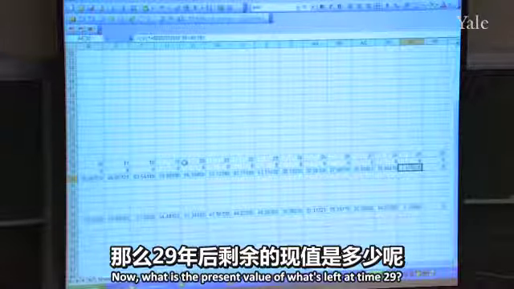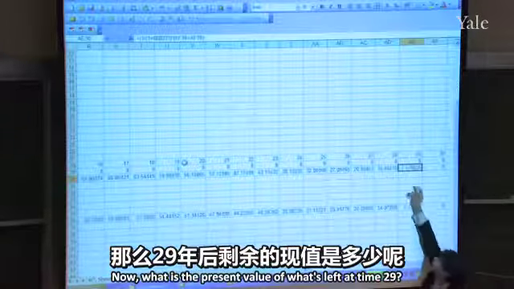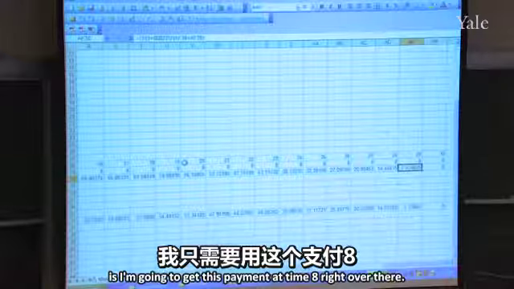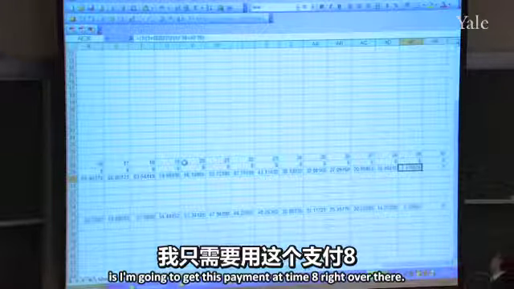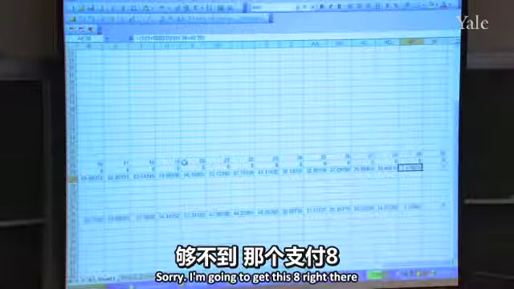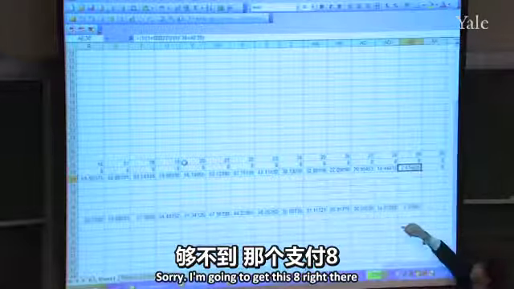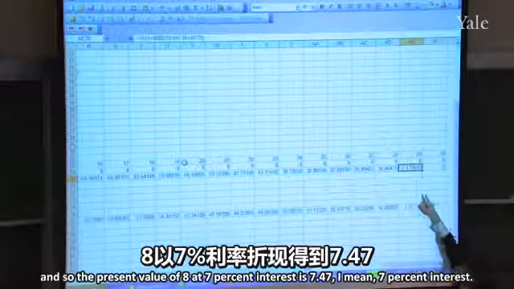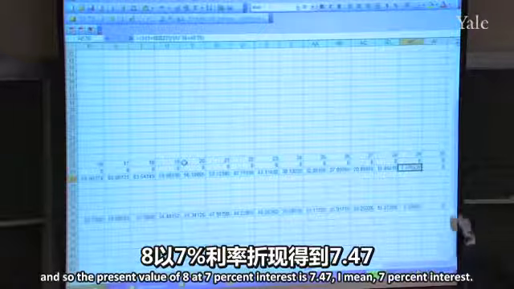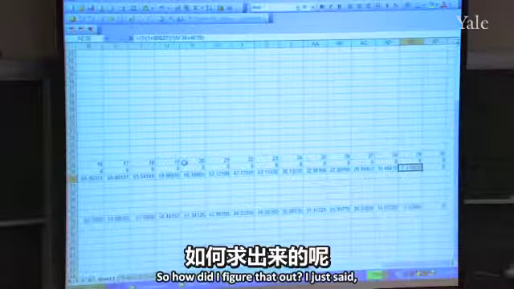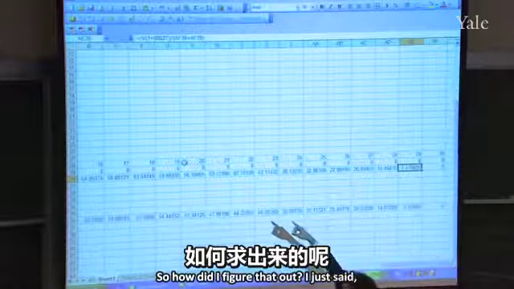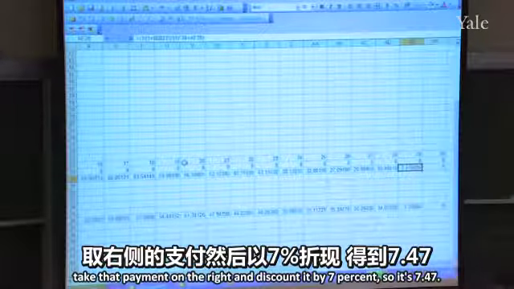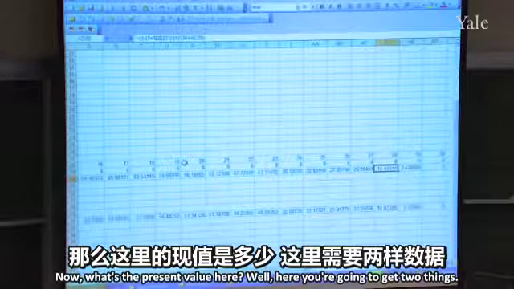Now, what is the present value of what's left at time 29? The only thing I'm going to get is this 8 right there. And so the present value of 8 at 7% interest is 7.47. How did I figure that out? I just took that payment on the right and discounted it by 7%. So it's 7.47.